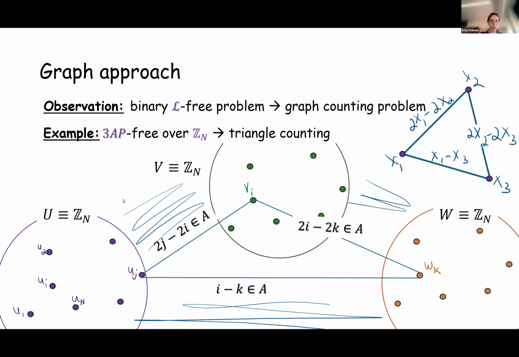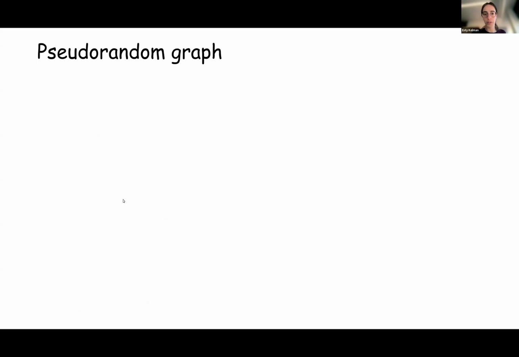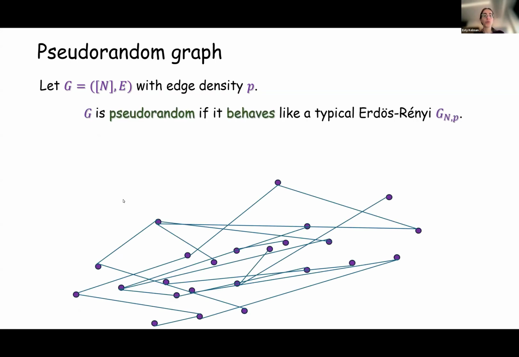So just recall what our goal is. We translate our problem to the graph approach, and we want to show some density increment. So we have to say what it means to be a pseudorandom graph, and what will be a density increment. Let's start with pseudorandom graphs. We say that a graph G with edge density p is pseudorandom if it behaves like a typical Erdős-Rényi graph G(n,p), which is a random graph on n vertices where every edge appears with probability p independently. So we have to say what we mean by behave.